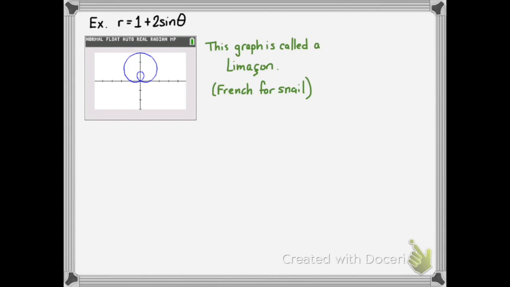So let's take a look at how this graph is created by looking at a similar movie involving swinging that antenna around the circle and seeing that length r and how it expands and contracts along the way.